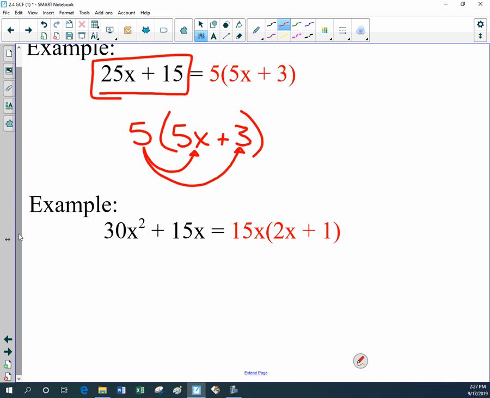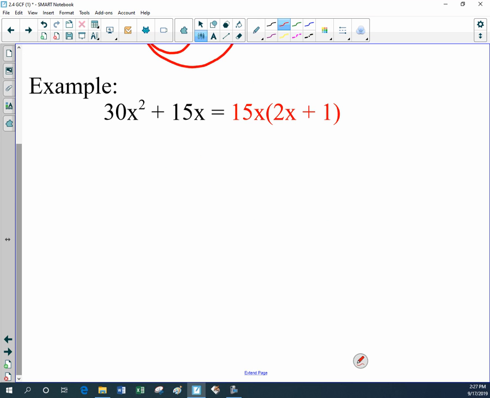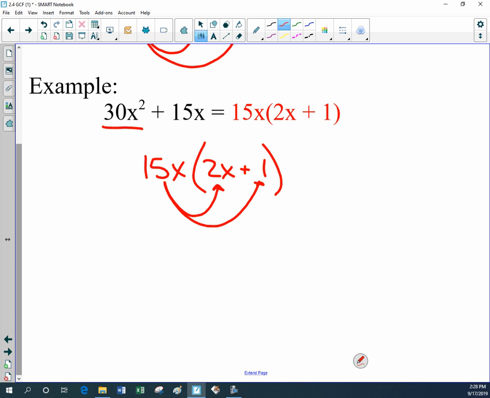Okay, the second example, 30x squared plus 15x. The greatest common factor of these two terms is 15x. 15x times 2x would be 30x squared, and 15x times 1 would be 15x. Here again, multiplying this out, 15x times 2x gives us our 30x squared, and 15x times 1 is 15x. So this right here is our answer.